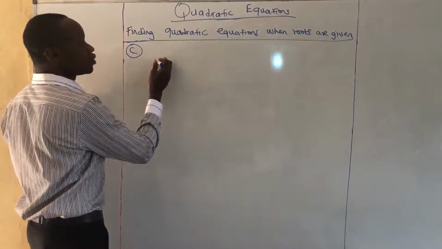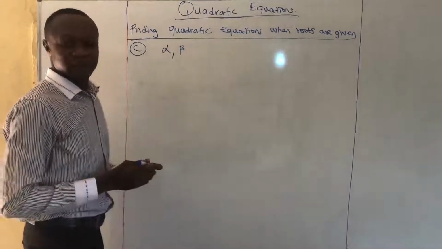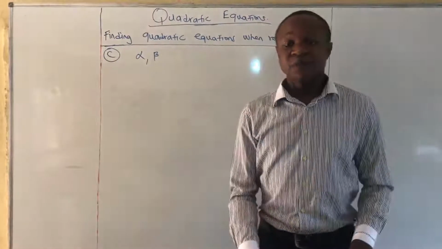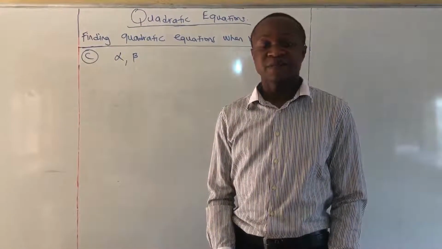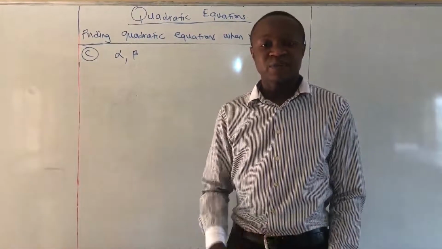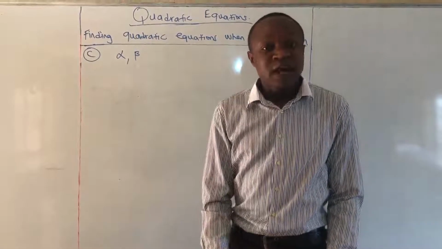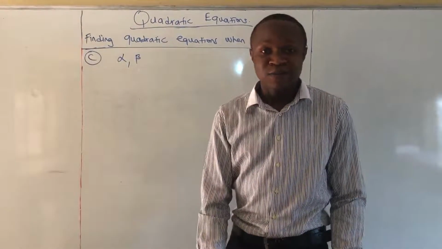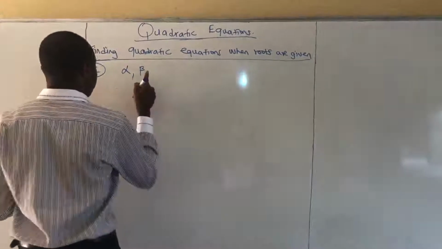Find the quadratic equation whose roots are alpha and beta. Now I want you to understand that alpha stands for a number, any number. Beta stands for any number. So you want to have a general approach, a general way of obtaining the quadratic equation whenever the roots are given. Any roots. So we call the roots alpha, beta.